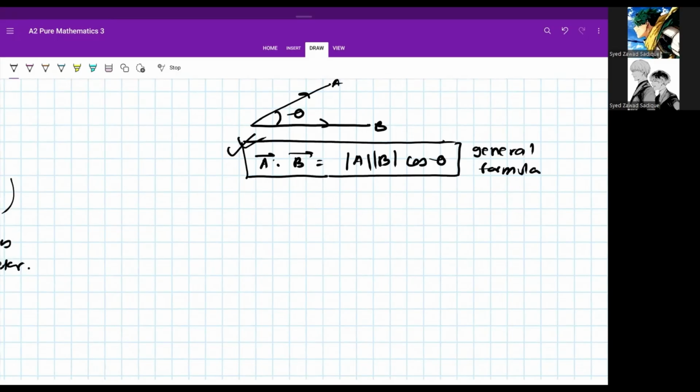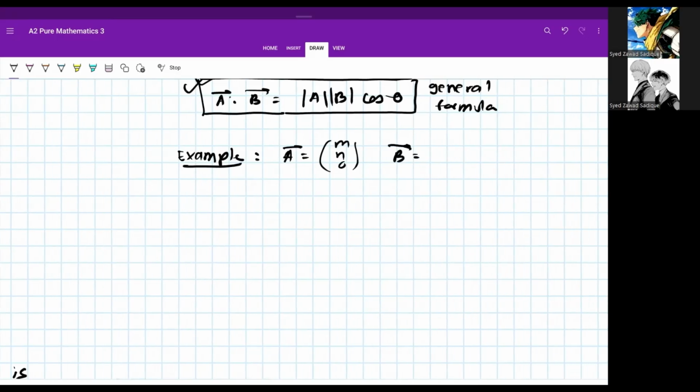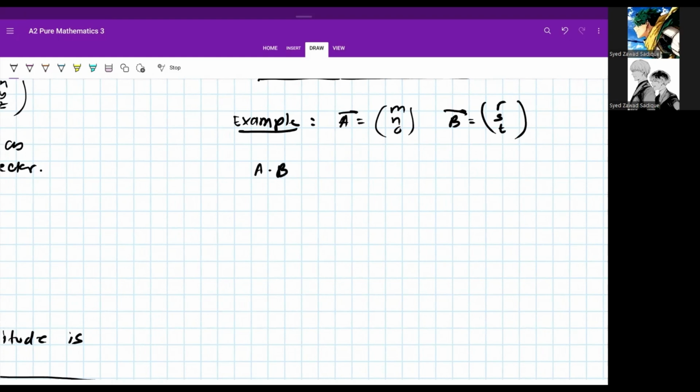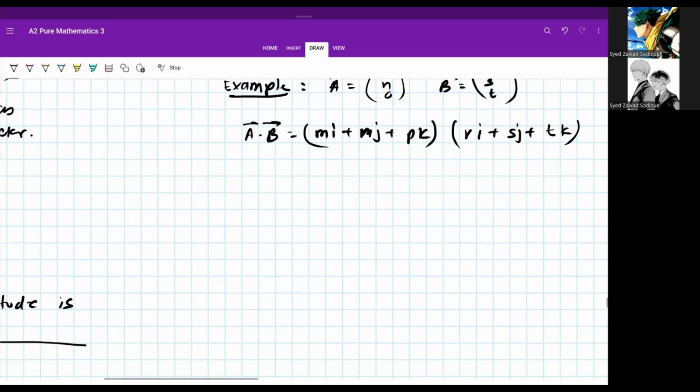All right. Now, example. Example. A is MNO. B is RST. Then AB is MI plus NJ plus PK times RI plus SJ plus TK. Right.